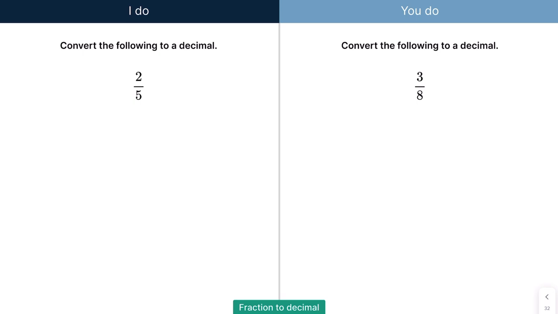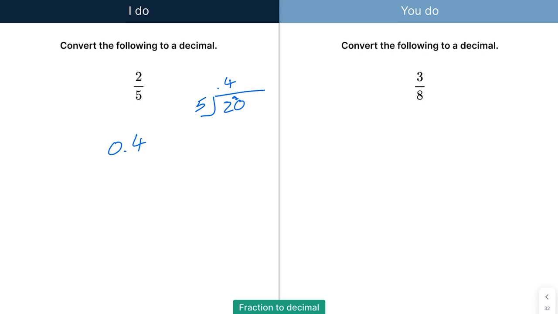So in order to solve this, we use the bus stop method. So we have 5 outside, 2 inside. Does 5 go into 2? No, it doesn't. We use a decimal. That brings a 0 in. We carry the 2 over. So now does 5 go into 20? Yes, it does. It goes in 4 times with no remainder. So the answer here is 0.4.